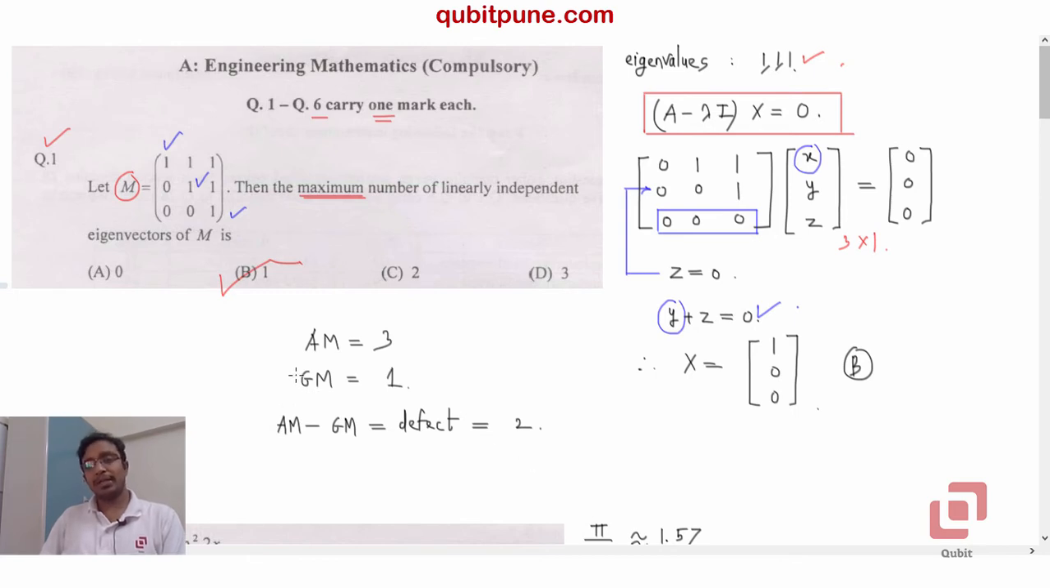Okay, and note that geometric multiplicity can never be greater than algebraic multiplicity. It can at the most be equal to the algebraic multiplicity, very much like arithmetic mean is always greater than or equal to geometric mean. Okay, so this was question number 1. Let's now go to question 2.